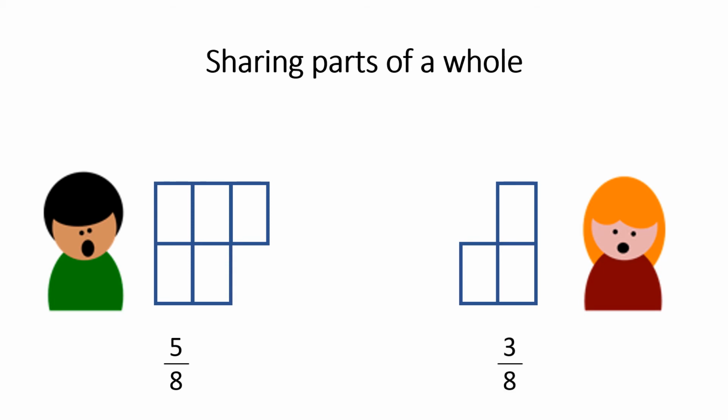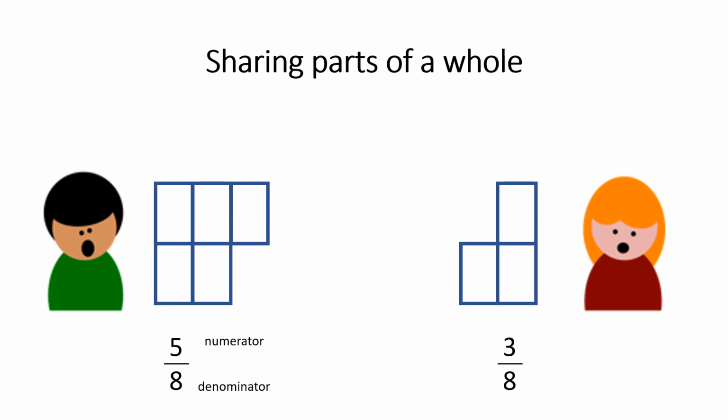Now the number on the top, number 5 for the boy, is called the numerator, and that tells us how many of the equal parts he has got. And the number on the bottom, the denominator, tells us that there were 8 to make the whole cake. 8 equal parts to begin with.